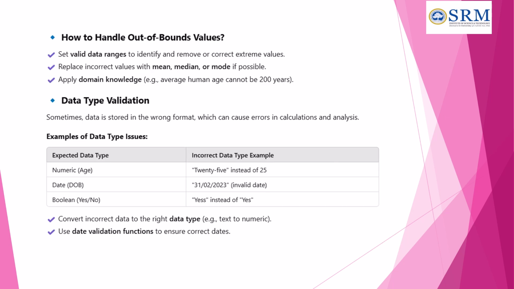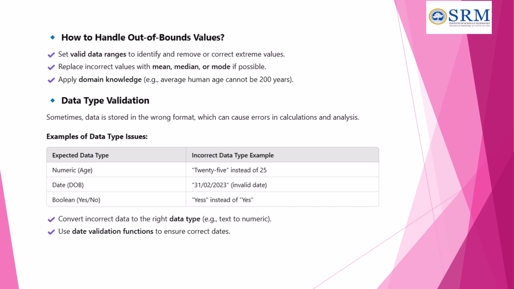Data type validation is the process of making sure that data is stored in the correct format, because having the wrong format can cause mistakes during calculations or analysis. For example, if age should be a number like 25 but it is written as the word 25, it can't be used in math operations. Another example is a date like 31/02/2023, which is invalid because February cannot have 31 days.